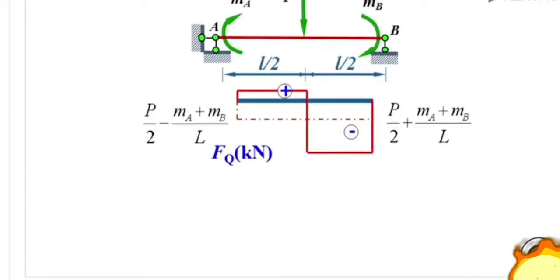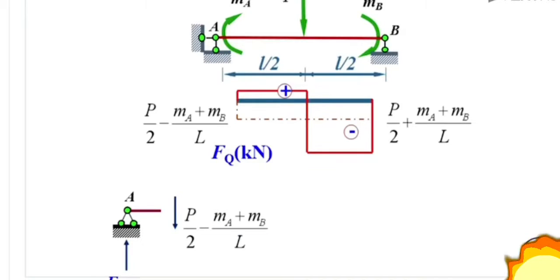Firstly, let's take support A as a free body. We could draw the free body diagram, the support reaction FyA, and the shear force of the section at the right side of A is equal to positive half P minus (MA plus MB) over L. So the shear force is downward. The value is half P minus (MA plus MB) over L. According to sigma Fy equals 0, we could solve that FyA is equal to half P minus (MA plus MB) over L.